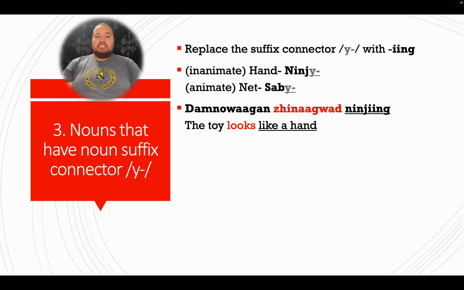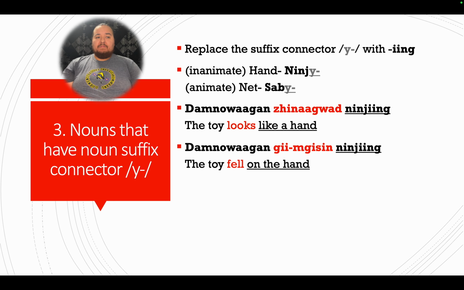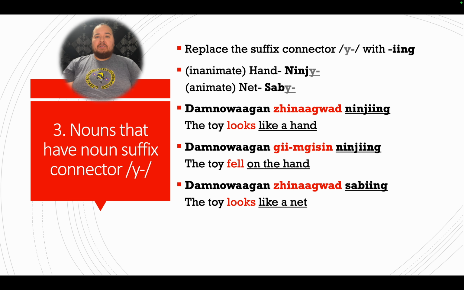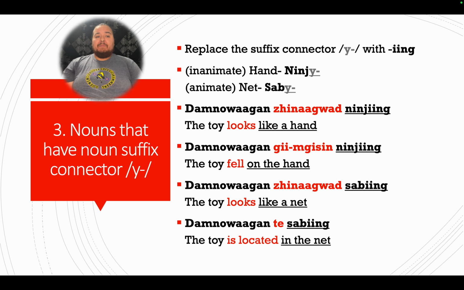Dumnawagan janagwat ninjing, the toy looks like a hand. Dumnawagan gimgasin ninjing, the toy fell on the hand. Dumnawagan janagwat sabing, the toy looks like a net. Dumnawagan te sabing, the toy is located in the net. So again, I've indicated the notes for you to write down. Please write these down before moving on. All right, let's move on.